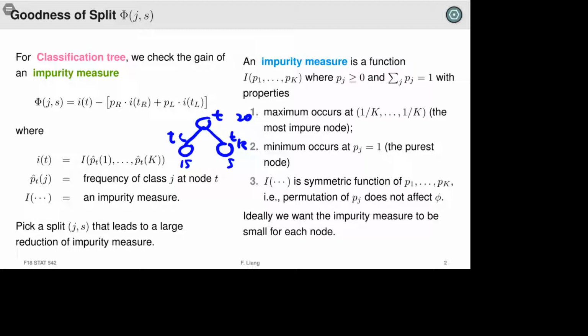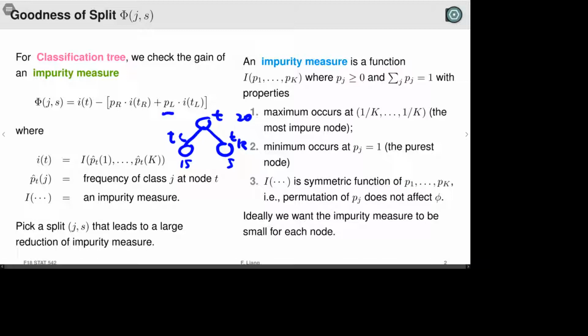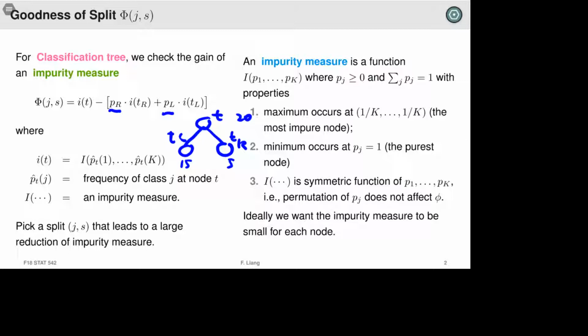So we have to do a weighted average. In this case, if originally 20 observations split into 15 versus 5, then the weight for this one is going to be 25%, because 5 divided by 20. Because 5 observations out of 20. Oh, sorry. That one, the P sub L, is going to be 75%, right? Because 15 out of 20 are located on the left. And then P sub R, which is the weight we assign to the right node, will be 25%, because 5 out of 20 are located in the right node.